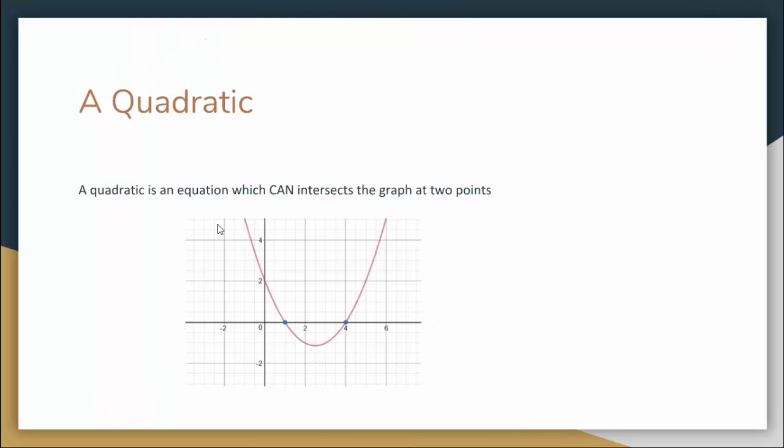A quadratic is an equation on a graph which can intersect the x-axis at 2 points. Below is an image of a quadratic intersecting 2 places on the x-axis. As you can see, the graph intersects at x equals 1 and x equals 4.